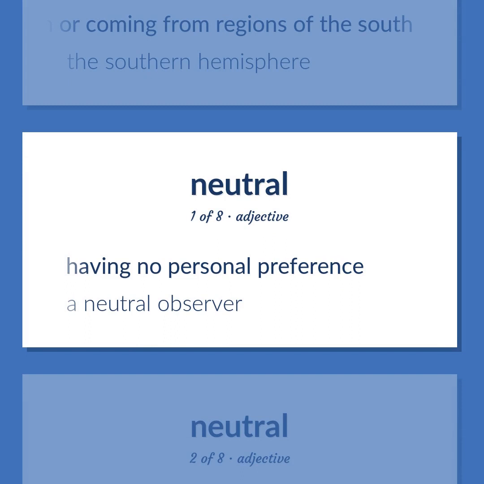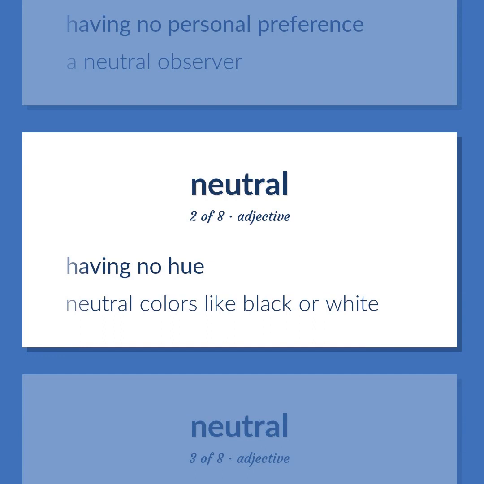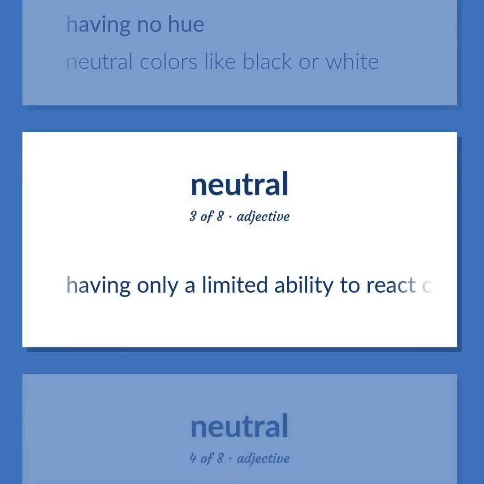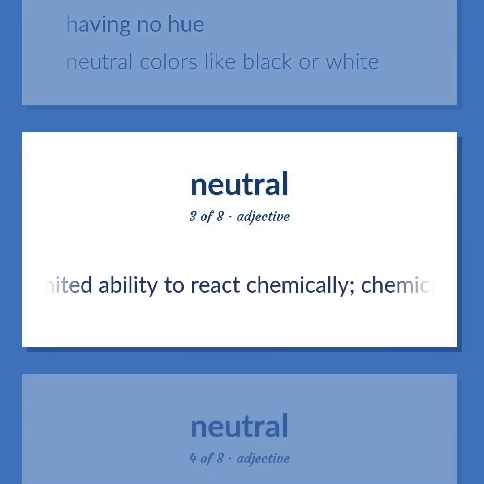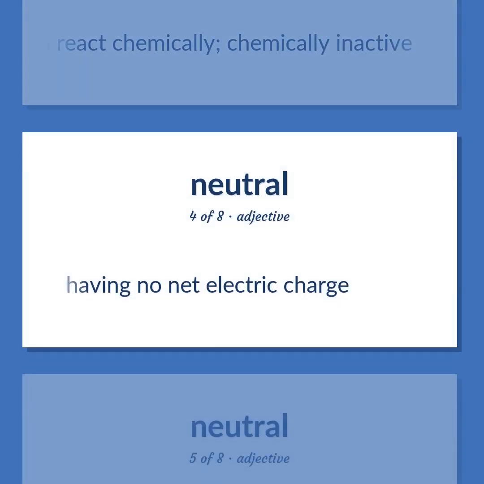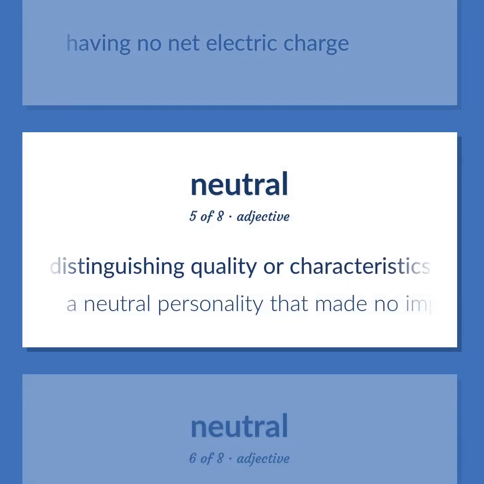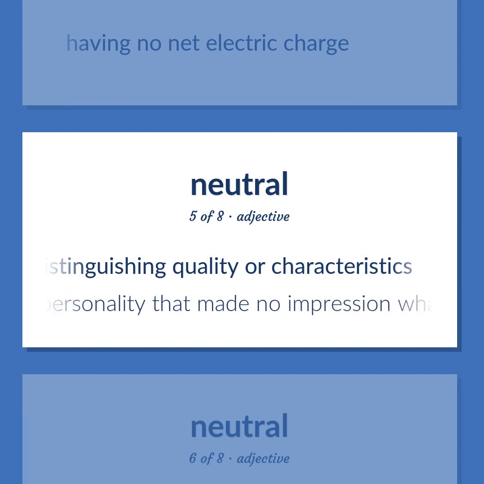Having no personal preference. A neutral observer. Having no hue. Neutral colors like black or white. Having only a limited ability to react chemically, chemically inactive. Having no net electric charge. Lacking distinguishing quality or characteristics. A neutral personality that made no impression whatever.